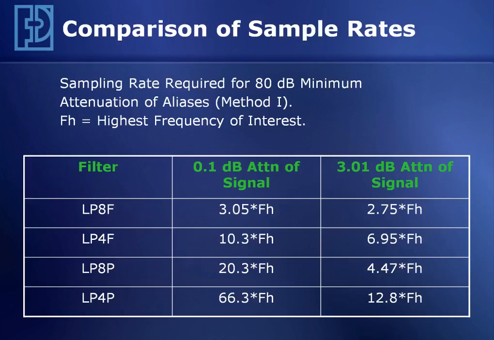And then the pulse mode filters get even higher than that. The 8-pole pulse mode filter is 20.3. The 4-pole is 66.3 times the highest frequency of interest to get 80 dB minimum attenuation of aliases and no more than 0.1 dB attenuation of the signal. If we can handle more attenuation of the signal, 3 dB attenuation, then the sampling rates come down, as one would expect. So going down this chart, the 8-pole flat is 2.75, 4-pole flat 6.75, 8-pole pulse 4.47, and 4-pole pulse mode 12.8 times the highest frequency of interest.